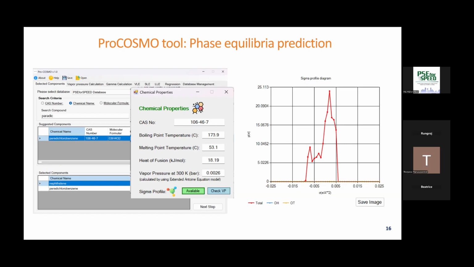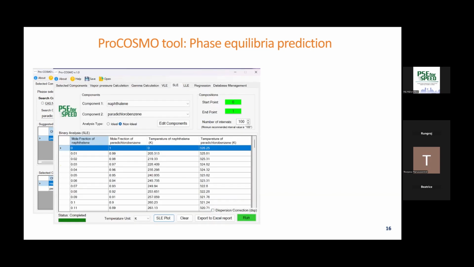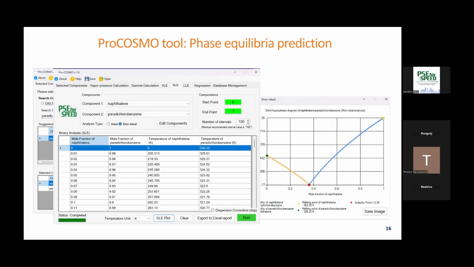So here is an example. The Cosmo model also needs the sigma profile. So we have put in a database with, at this moment, close to 3,000 molecules for which we have the sigma profiles, and we are continuously increasing it. And then we generate the data. This is SLE data. And then once we have this data, we feed this data to Unifac, Uniquac, and all that. And so we can do the calculations very fast.